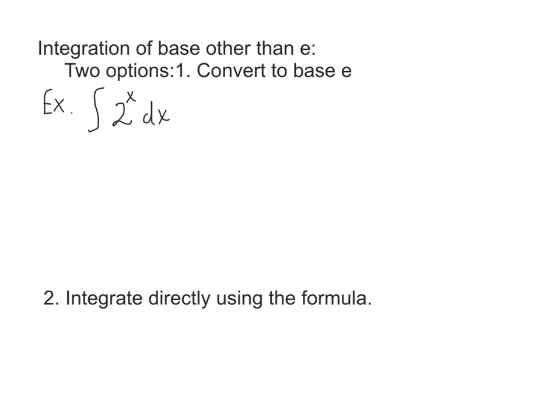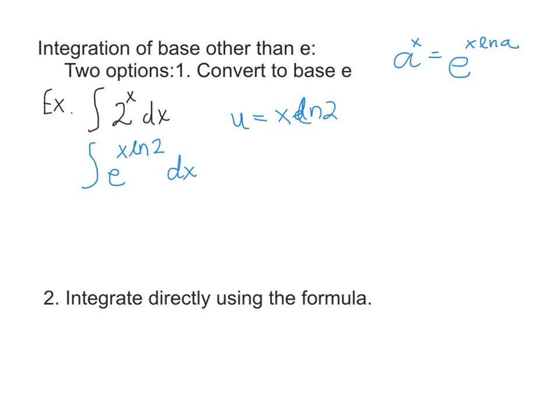And so what we're going to use is this idea that a to the x is equal to e to the x natural log of a. And so that's what we're going to do here, we're going to convert this to that. So I'm going to have the integral of e to the x natural log of 2 dx. Well, that gives me u substitution. The u is the exponent, as it often is. Natural log of 2 is a constant. So du, the derivative of that, is just going to be the natural log of 2 dx.